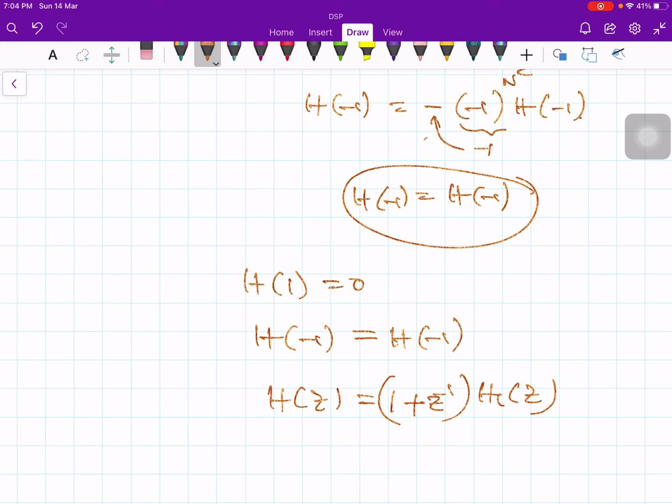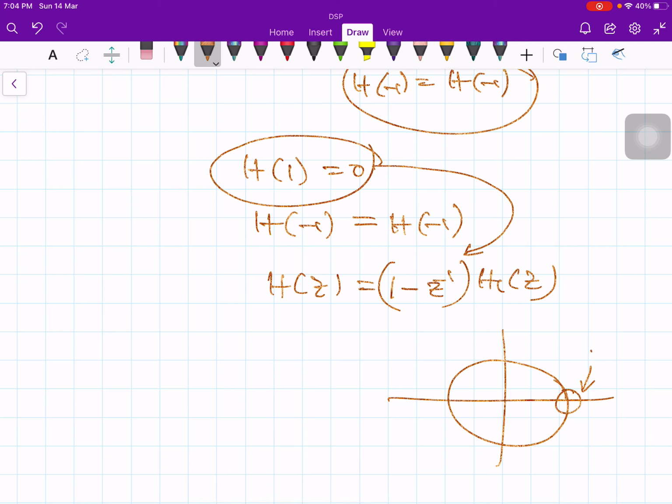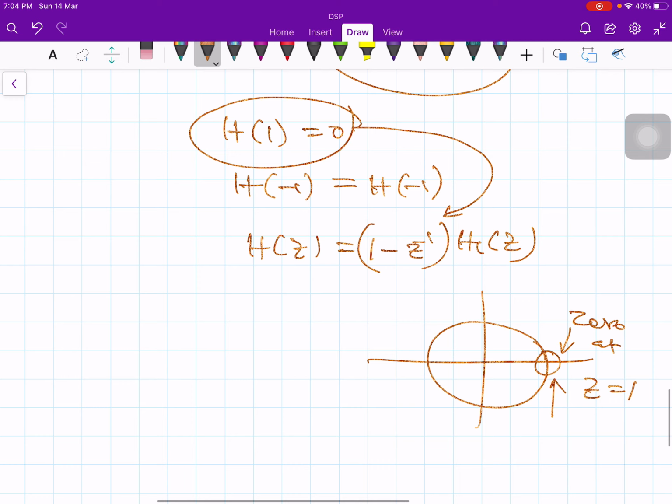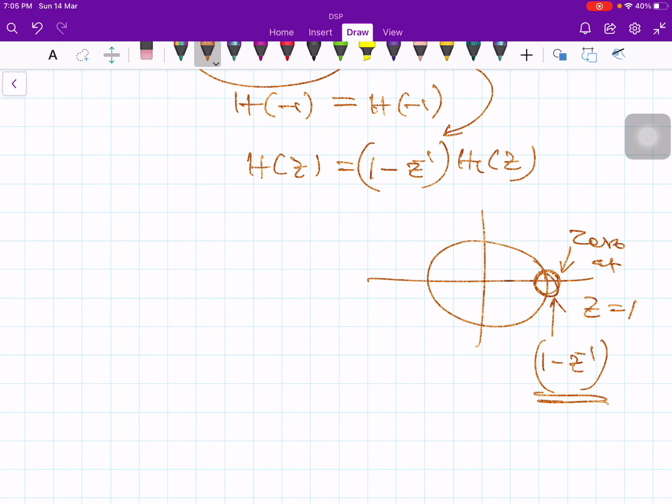I am sorry, because it has a factor at minus 1. Sorry, plus 1. See, this is equal to 0. That means it has a factor at z equal to 1. Therefore, 1 minus z inverse times h1 of z. So, if you plot its locations, there is a 0 at z equal to 1. Therefore, this 0 corresponds to 1 minus z inverse. This is a factor corresponding to this 0. Okay, therefore, you have a 0 at this point.